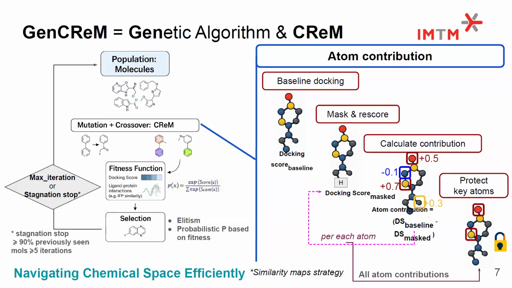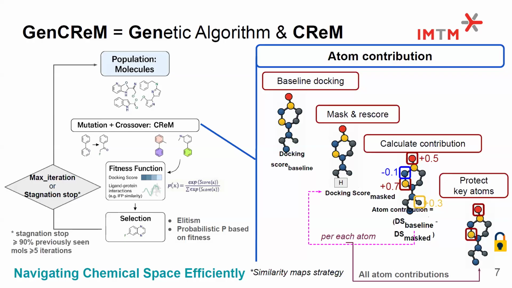A little bit more detail about the mutation and crossover procedure, how we are actually doing it. For the mutation procedure, we are using CReM, and we are using an external database, for example, ChEMBL or Enamine. Theoretically we can replace any atom, any fragment, but we decided that it would be nice to keep important atoms. And for this, we introduced the atom contribution procedure.